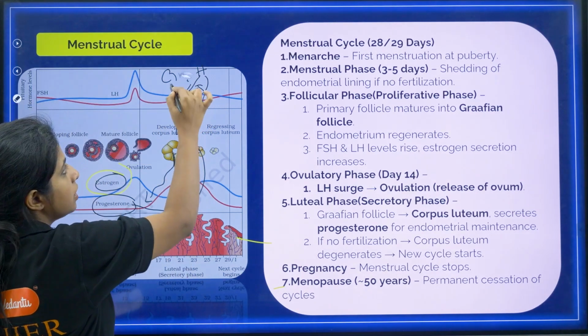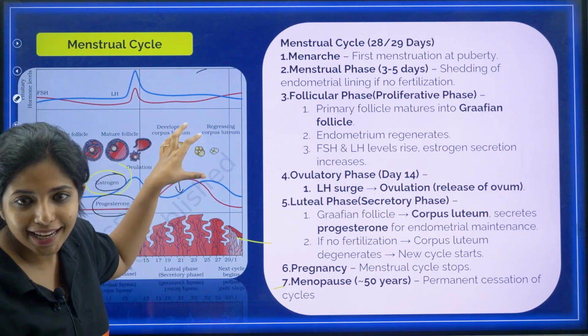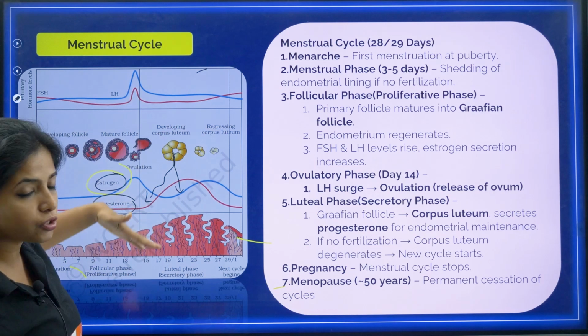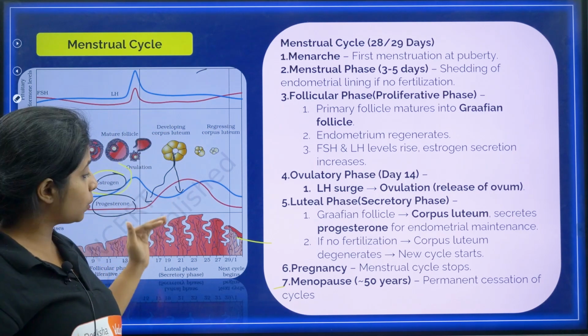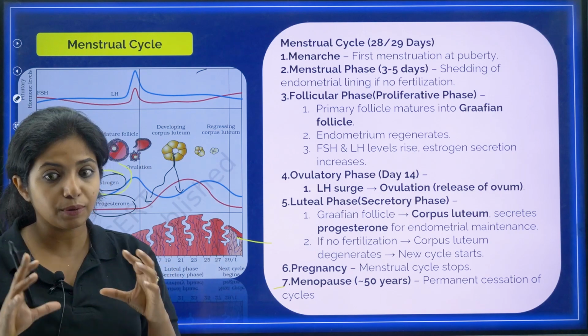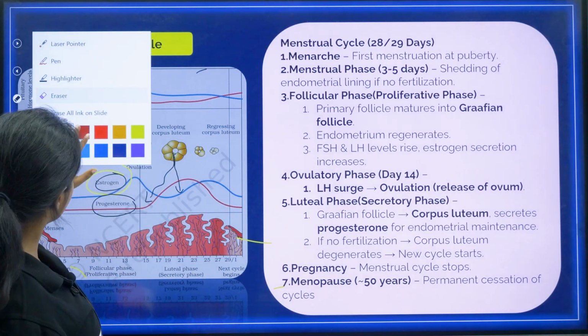Without this GnRH, without this LH and everything, the corpus luteum will still be maintained, and hence progesterone and estrogen will be released continuously, which is why the endometrium is maintained if fertilization is happening, if pregnancy is there. So this is the whole thing, and we shall cover it up.